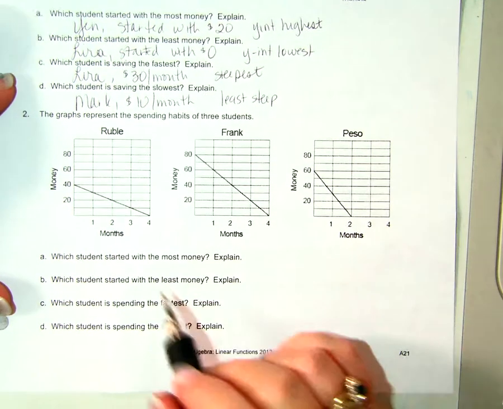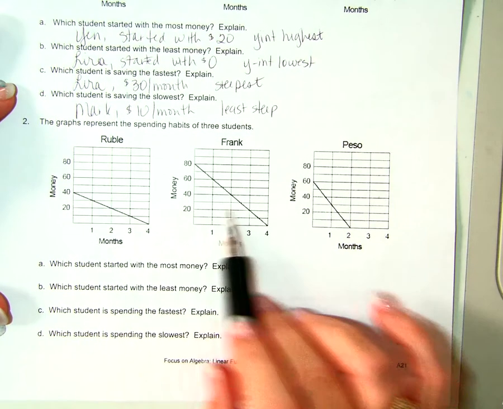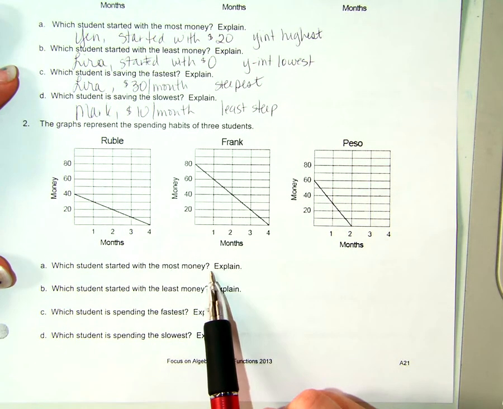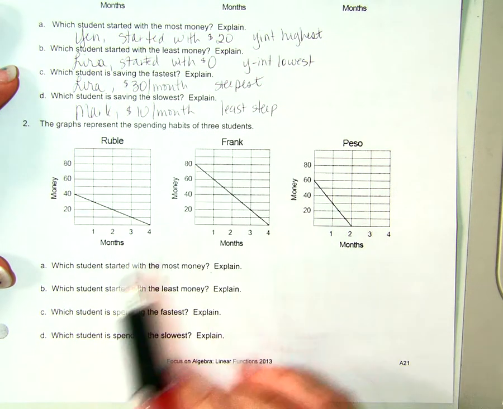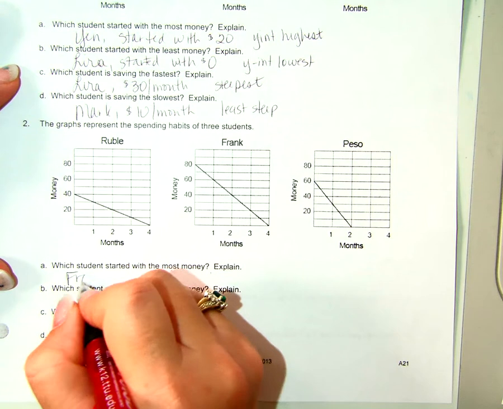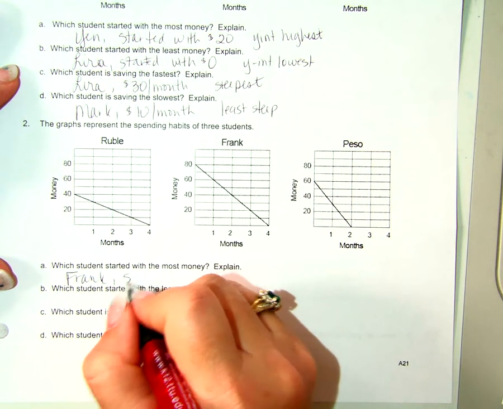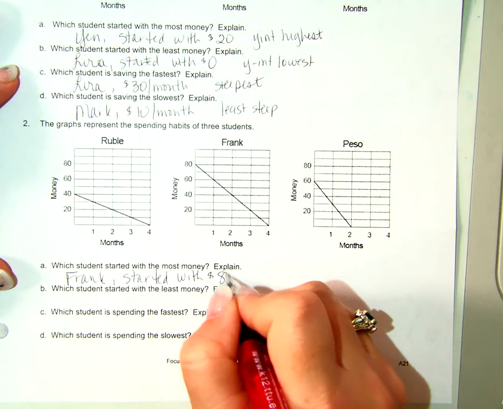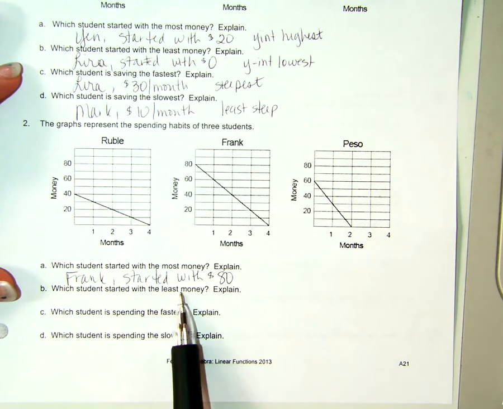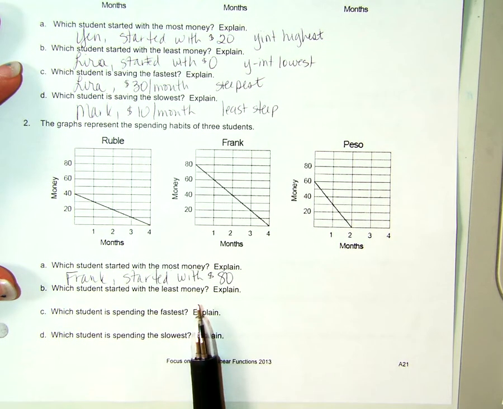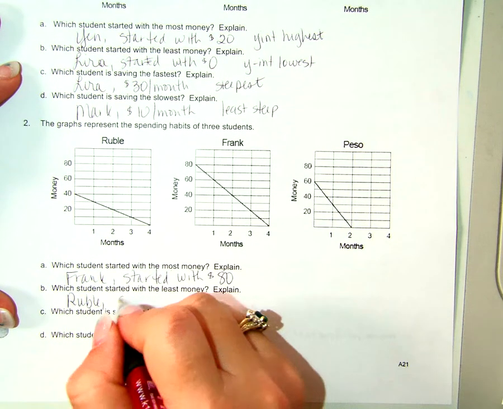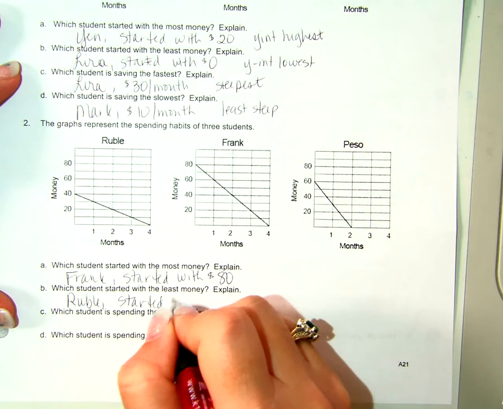Okay, number 2, all these same kind of questions about these three graphs. Which student started with the most money? Again, it's the y-intercept that's the highest, so this is Frank. He started with $80. Which student started with the least money? The lowest y-intercept, so that would be Rubel, because he started with $40.